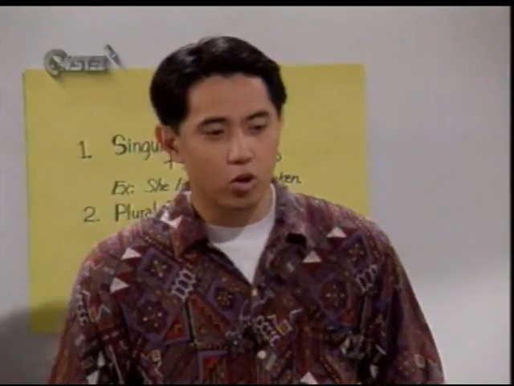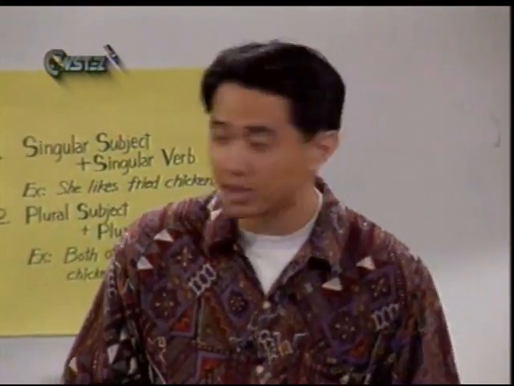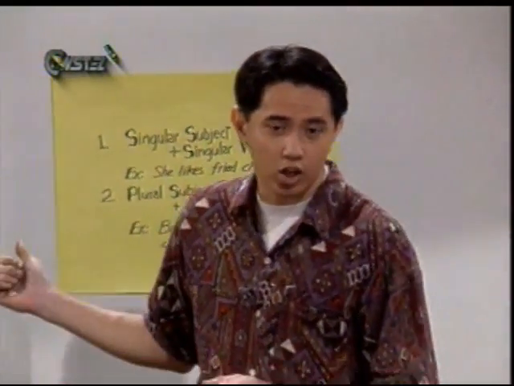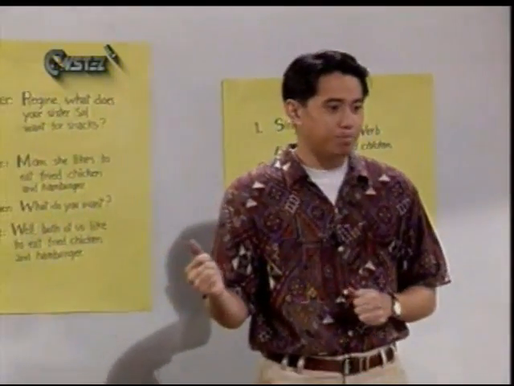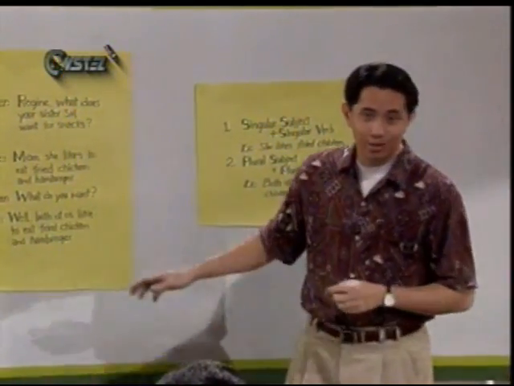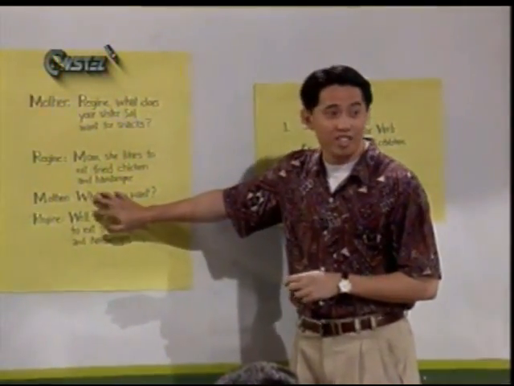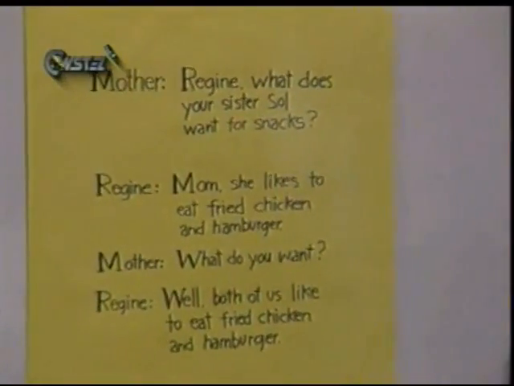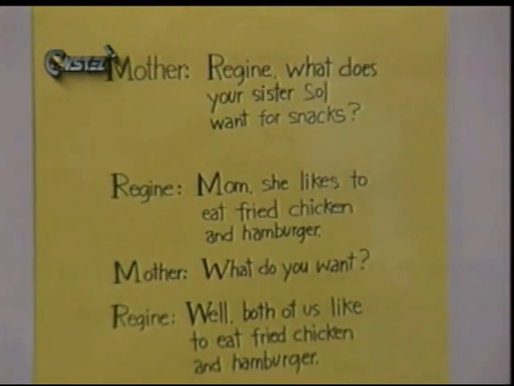Class, now let's try to focus our attentions to the subjects and the verbs in this dialogue. I need 2 volunteers to read the dialogue on the board. Yes, Leo and Christian. This is a dialogue between a mother and a daughter, so you don't have to sound like women here, all right? Use your natural voice. Leo, you will be the mother, and Christian, you will be Regine, the daughter. You can begin.